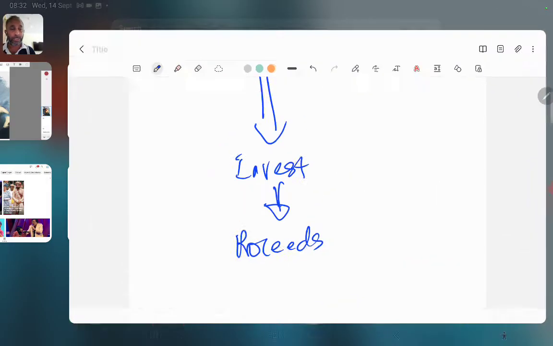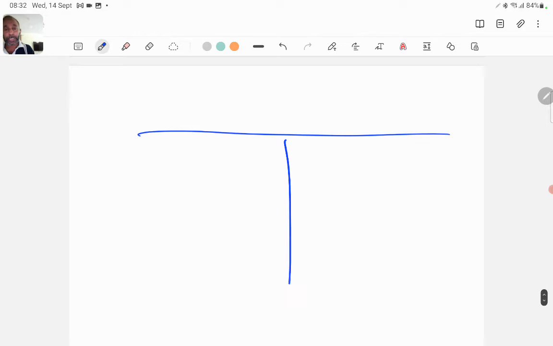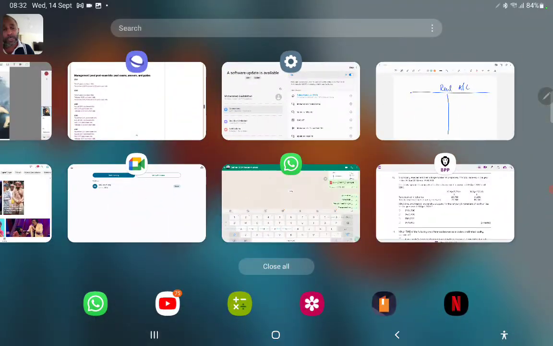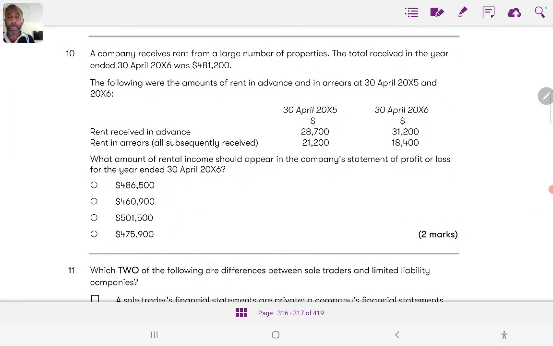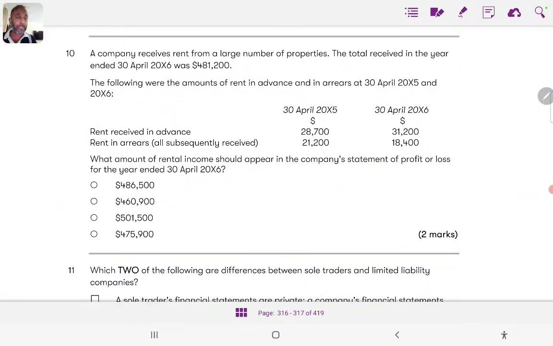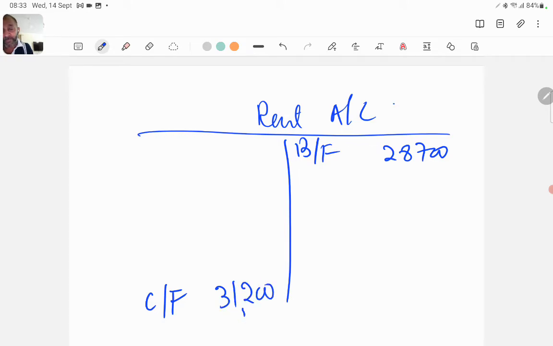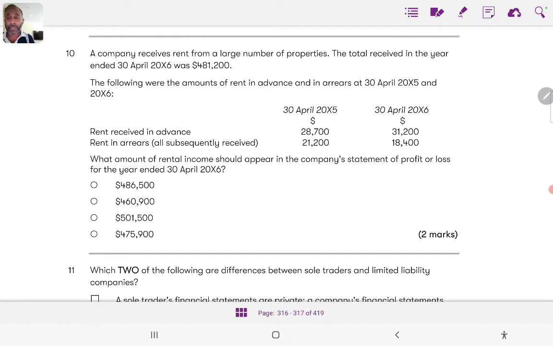It's very easy. What you do is you just open up a T account, rent account. Now we receive rent, so it's about income. And when I receive rent in advance, that's a liability. So there is 28,700 opening balance, and the rent received in advance closing balance is 31,200. Fine. Also, I have rent in arrears, which I still need to receive. It's an asset.